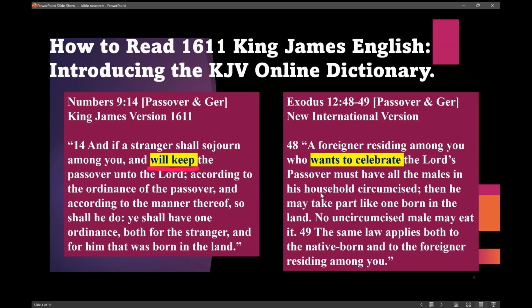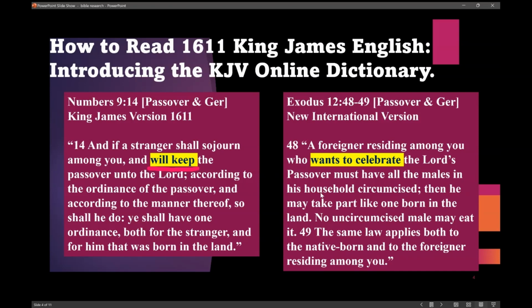But when we look over here in Numbers 9:14, translating the King James Bible, it doesn't say "wants to celebrate." It says "will keep the Passover." Let's read it again. "And if a stranger shall sojourn among you and will keep the Passover unto the Lord, according to the ordinance of the Passover and according to the manner thereof, so shall he do. You shall have one ordinance both for the stranger and for him that was born in the land."